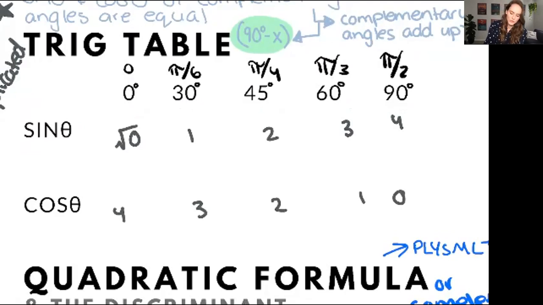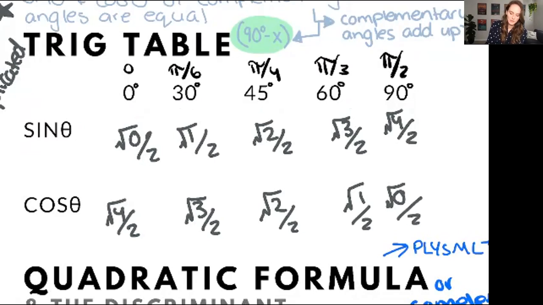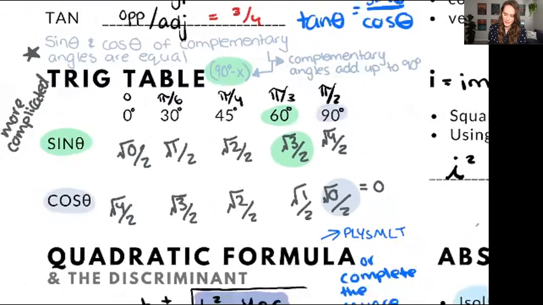Then we're going to square root everything. So everything gets a square root. And then we're going to divide everything by 2. So if a question asks me, hey, what is sine of 60 degrees? And I don't have my calculator, I know sine of 60 is going to be the square root of 3 over 2. Or what is cosine of 90 degrees? Well, that's the square root of 0 over 2, which would just be equal to 0. So that's a really handy trick to find this information without a calculator.